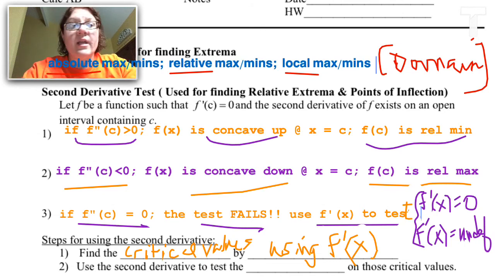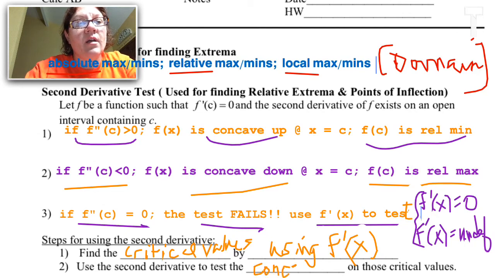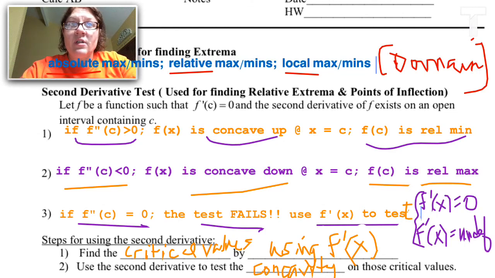And then I use the second derivative test to test concavity on those points. Of course, I don't have to do this. I could still just use my first derivative test and make the little table and see what's happening either way. This is just another tool in your tool belt.